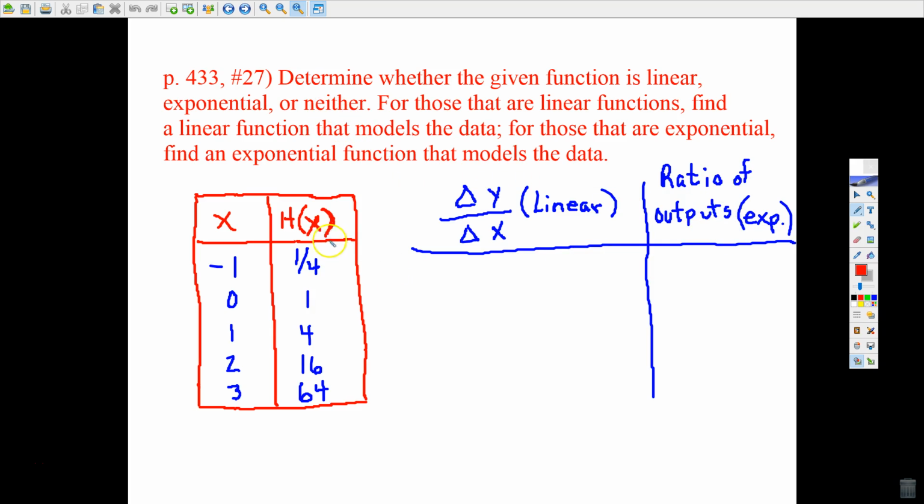What do I mean by ratio of outputs? Remember, output is another way of saying the y coordinate of this ordered pair, or in this case it says h of x. Ratio of the outputs means that when I do, for example, this second output divided by the one before it, I get the result of 4. When I do that same thing, just slide down by one number, and this time I'm going to do 4 divided by 1, that's 4, 16 divided by 4 is 4, 64 divided by 16 is 4. So every time I did that ratio, that little division problem, I got the same result, which was 4.